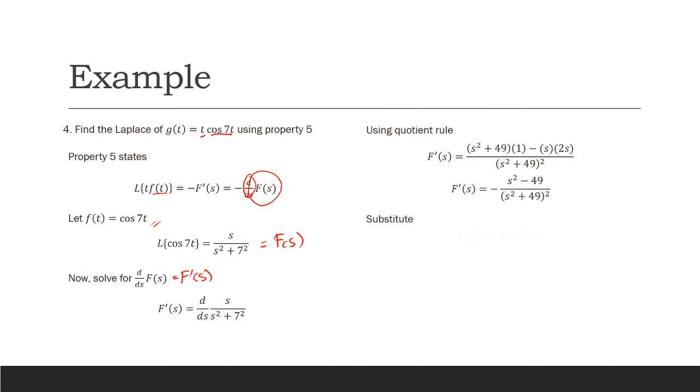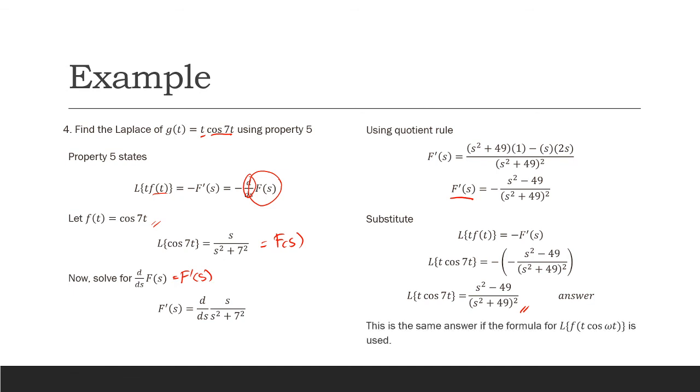So, we substitute. So, we will have negative. Nakuha na natin yung f of s. Kunin na lang natin yung negative niya. So, we will arrive at s squared minus 49 over s squared plus 49 squared. Now, take note, if we use the one in the table of Laplace transform, we will also arrive at the same answer.